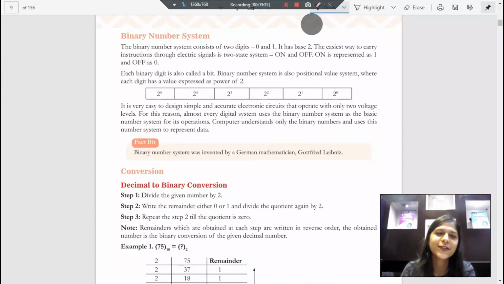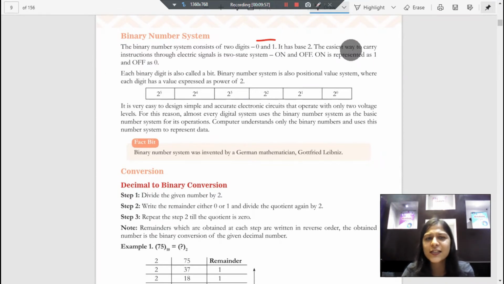Now let's proceed to the simpler and easier number system, which is binary, the number system of our computers. It consists of 2 digits, 0 and 1. It has base 2. So base is simply the quantity of numbers that a number system has. This has the base of 2 because it includes only 2 numbers, 0 and 1.